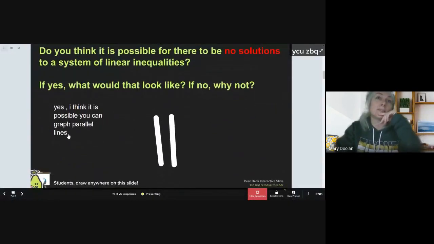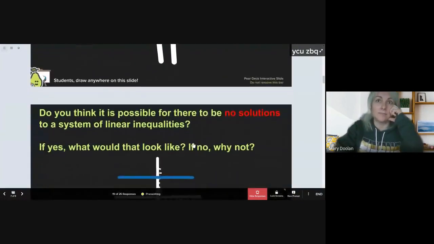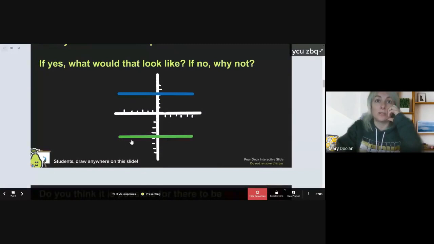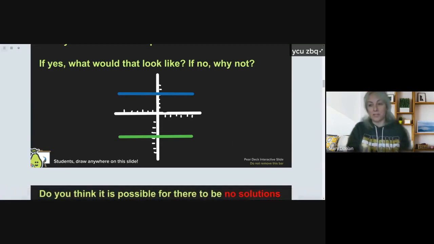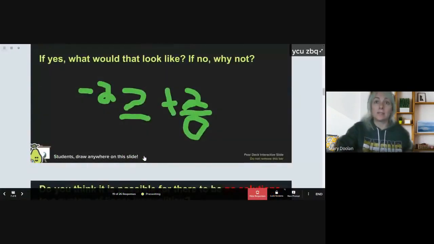"Yes, I think it is possible. You can graph parallel lines." Ooh, I like that. This is what it would look like. Okay, so here's two parallel lines. Now, when we worked on solving systems of equations, this is exactly what happened when we didn't have a solution. You guys remember that? If you graph two equations from a system of linear equations and they don't intersect because they're parallel, there's no solution. So it's very similar with linear inequalities.